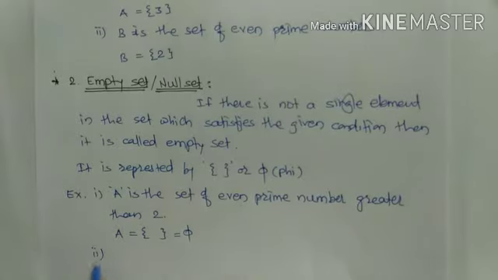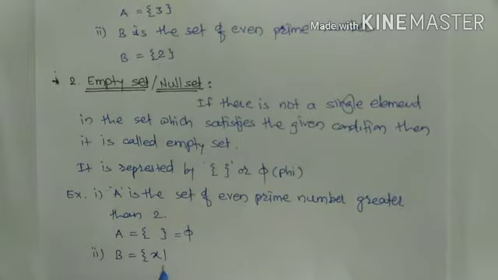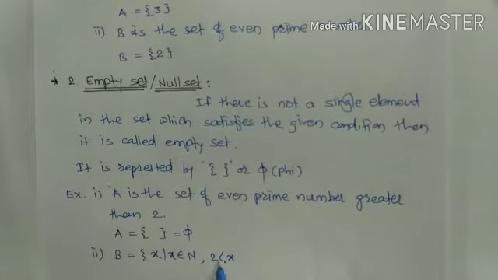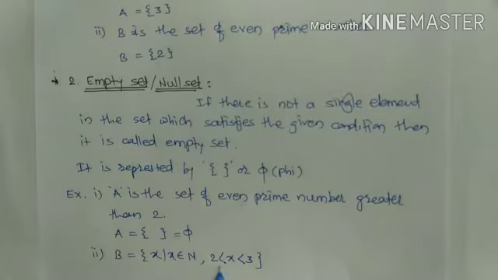Let's write one more example. Here B is the set of all x such that x is an element of natural number, or x belongs to natural number, and x is greater than 2 and less than 3. It is the set of natural numbers greater than 2 and less than 3. Is there any natural number between 2 and 3? No, there is not a single natural number which is greater than 2 and less than 3.